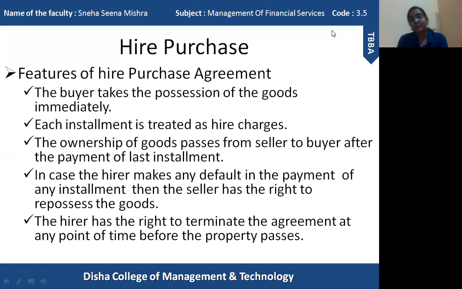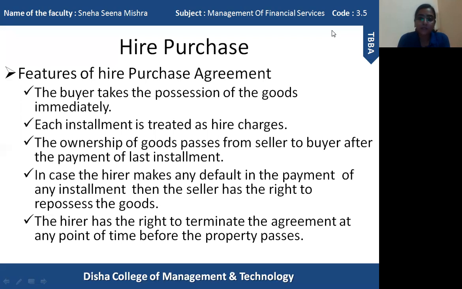Now, even after payment of 90 installments, the buyer cannot become the owner of the property or the good. The buyer has to pay all the 20 installments in order to become the owner of the goods. So, only after the payment of the last installment, the ownership of the goods or the property is transferred from the seller to the buyer. Now the fourth feature says that in case the hirer makes any default in payment of any installment, then the seller has the right to repossess the goods.